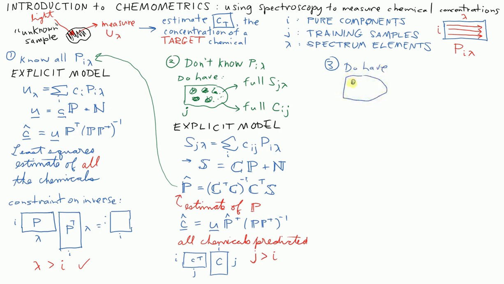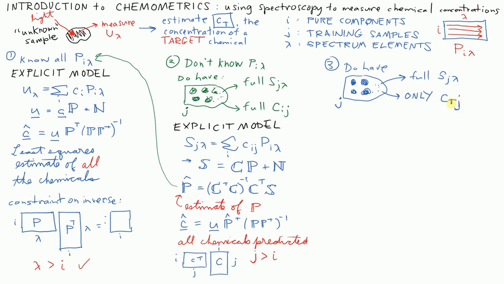a container with a whole bunch of specimens in it again. So we've got all these samples that we can measure, lots of those. So there's J of those. And we'll still measure their spectra. So of course we have this spectrometer. We can always measure the spectra. So S sub J lambda, that's still there. But we only have measurements of glucose, only the one chemical we want. So we only have the concentration of the target chemical C sub T, and we know it for all J samples.